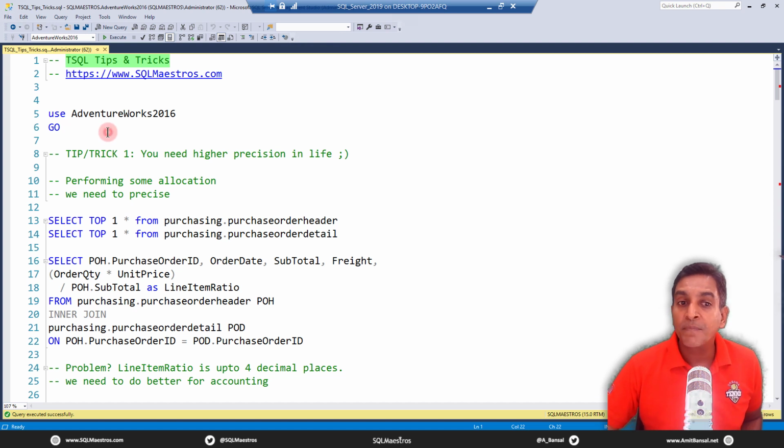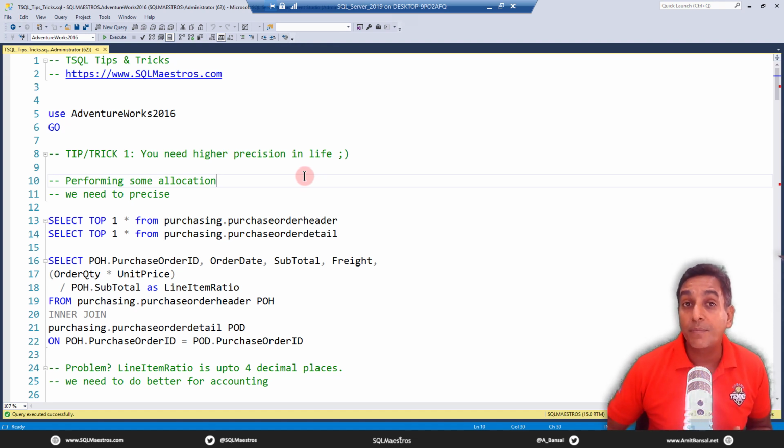Okay, let's begin. What is the first tip and trick? You need higher precision in life. That is just a humorous statement there. We are talking about SQL Server numeric precision. So many times you are doing numeric calculations where you want higher precision, but sometimes you get restricted because of the SQL Server data type. Let's look at a practical example.